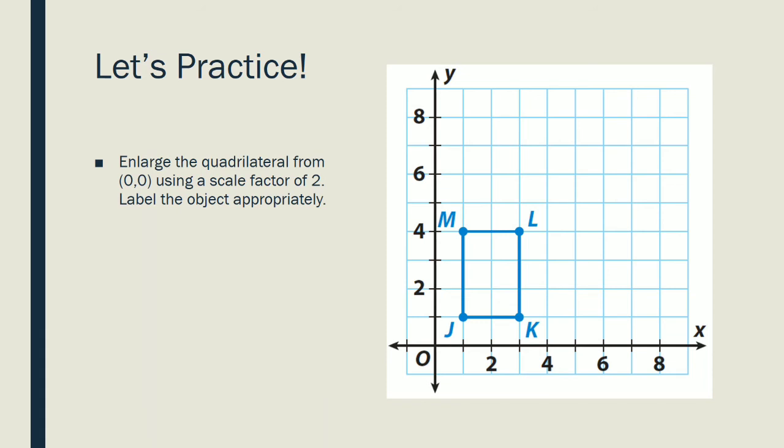Here's another one for you to try. By taking similar approaches as with the previous question, the vertices of the image would be J prime, 2, 2, K prime, 6, 2, L prime, 6, 8, and M prime, 2, 8.